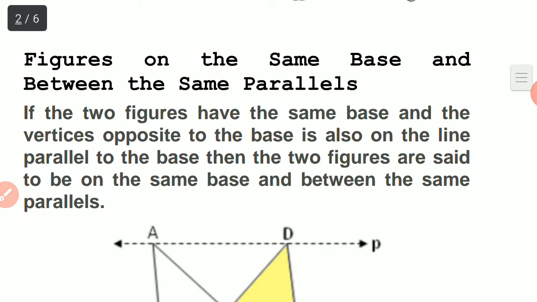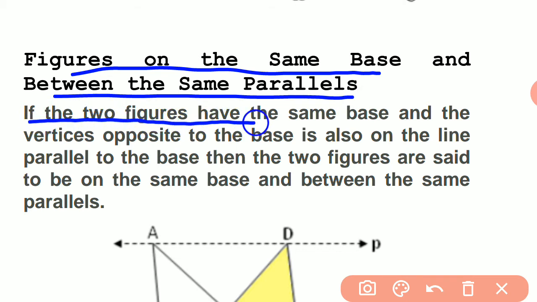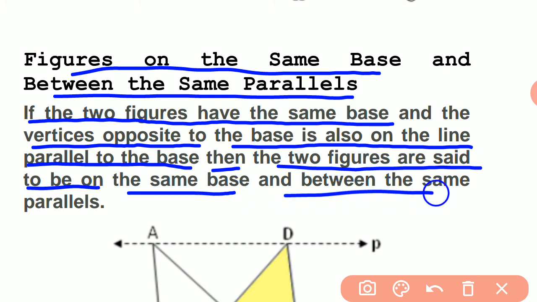Figures on the same base and between the same parallels. If two figures have the same base and the vertices opposite to the base are also on a line parallel to the base, then the two figures are said to be on the same base and between the same parallels.